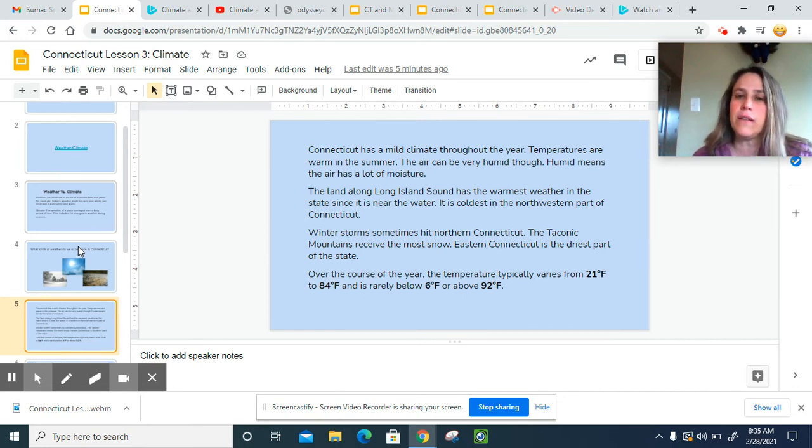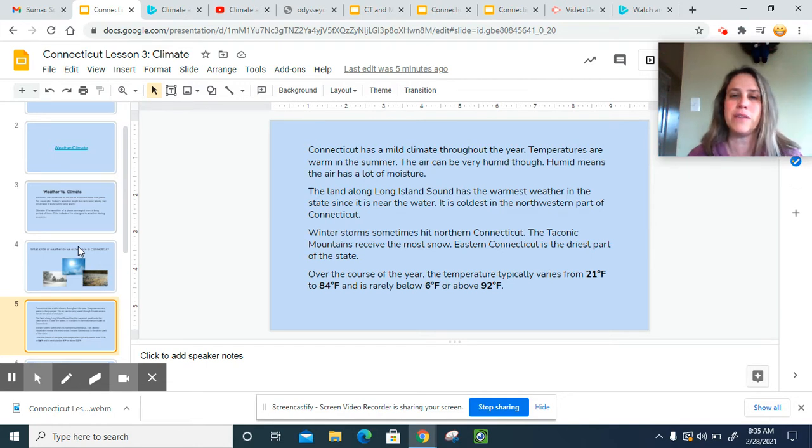The land along the Long Island Sound has the warmest weather in the state since it's near the water. It is coldest in the northwestern part of Connecticut. So if you ever watch the news with your parents, you notice there's a difference in like how much snow one part of the state is going to get compared to the other part, right?